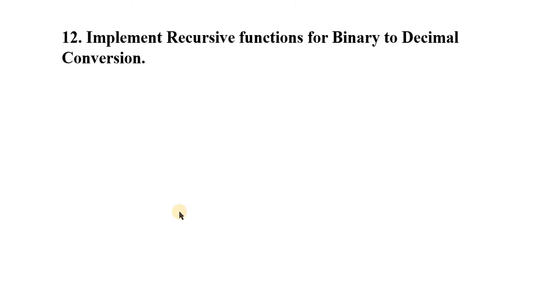Today we'll be working on the 12th program, implement recursive functions for binary to decimal conversion. Before we start discussing the program, let us take a look at the number systems as we know. First, let us take a look at the decimal number system.